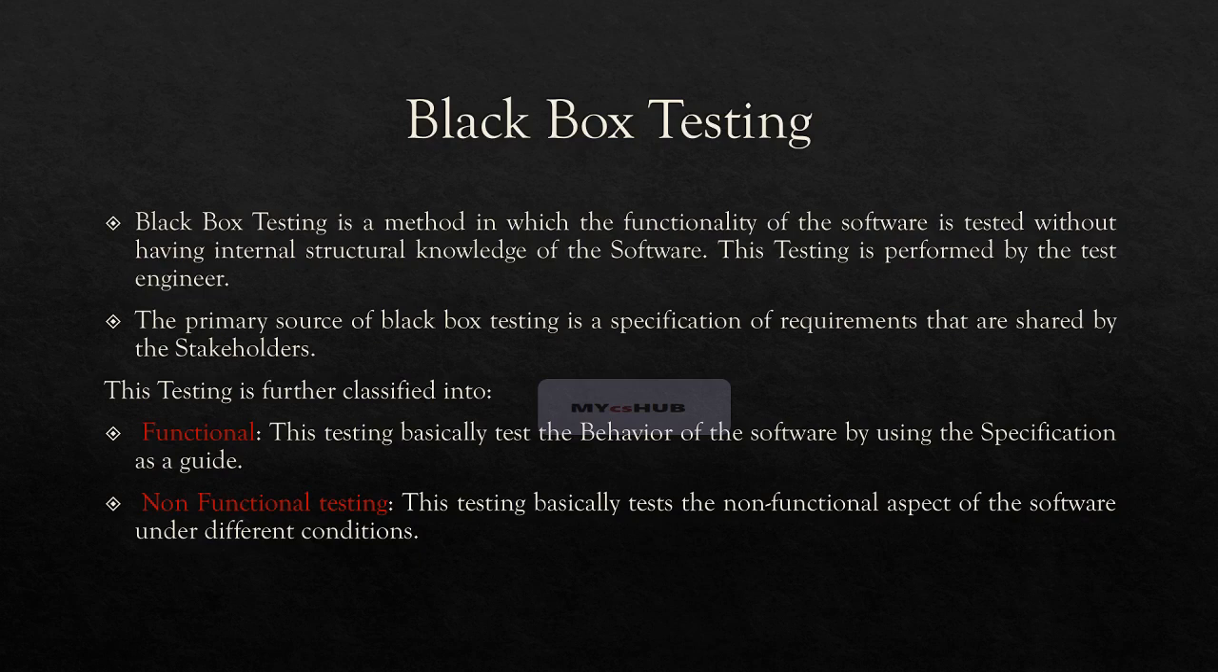This testing is further classified into two types, functional testing and non-functional testing. Now, functional testing basically tests the behavior of the software by using the specification as a guide. And coming to non-functional testing, this testing basically tests the non-functional aspects of the software under different conditions.